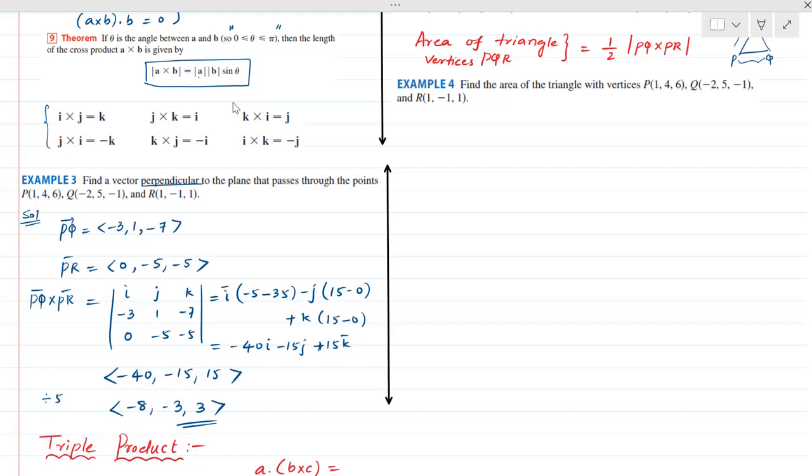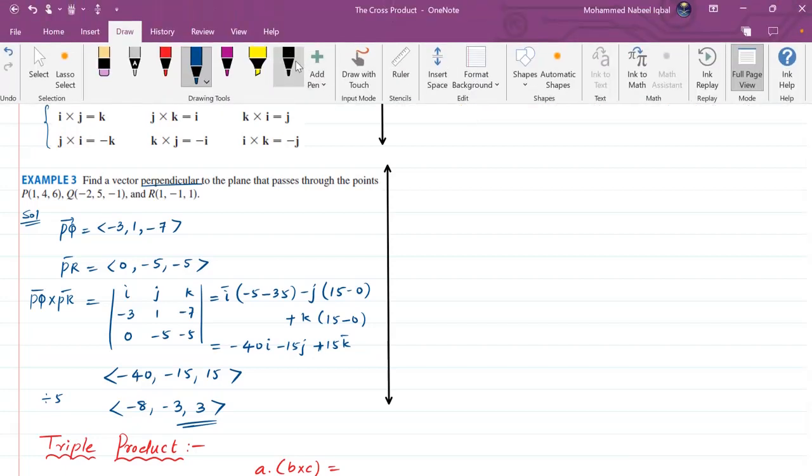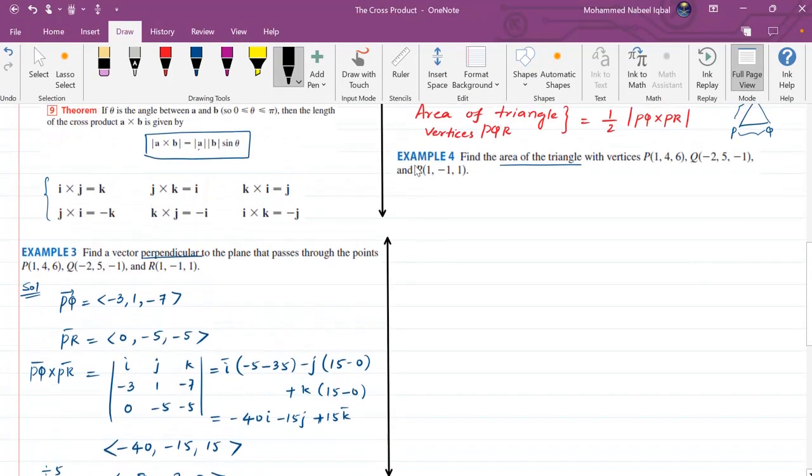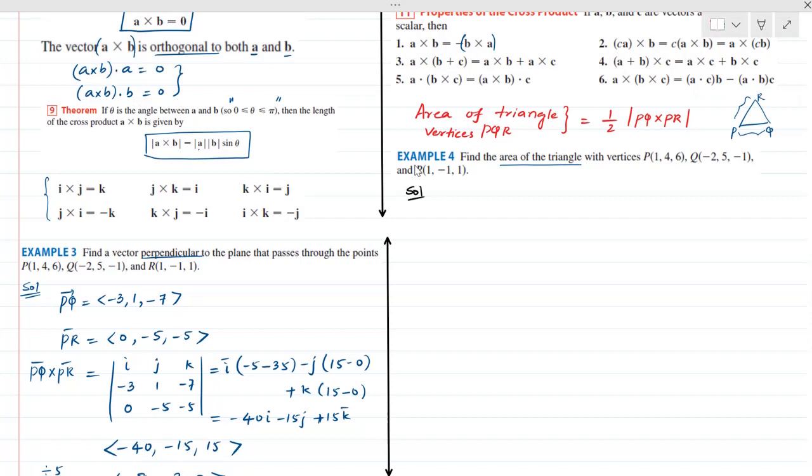Now let us solve the next one here. Find the area of the triangle with the given vertices. What are the vertices here? PQR, and I have to form the vectors first. So I will calculate PQ and PR. After that we will use this rule to calculate.